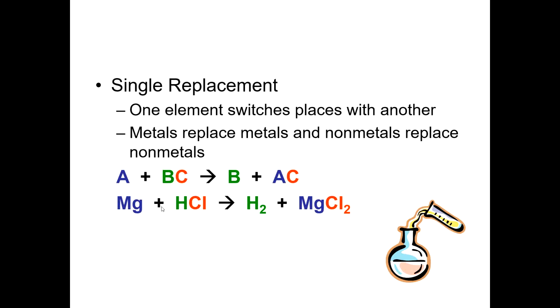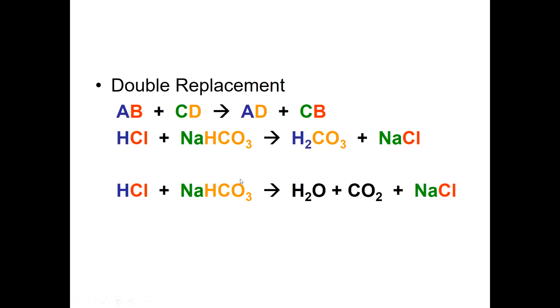One more thing about this, you need to note that metals always replace metals and non-metals always replace non-metals. So in this equation, A is representing a metal, and that's why it serves as the cation on the right side of the equation. B is also a metal. Metal got replaced, and now it's by itself.